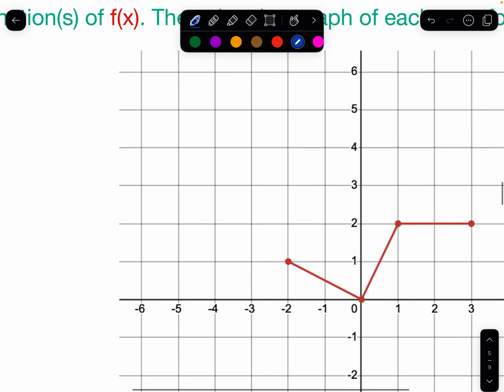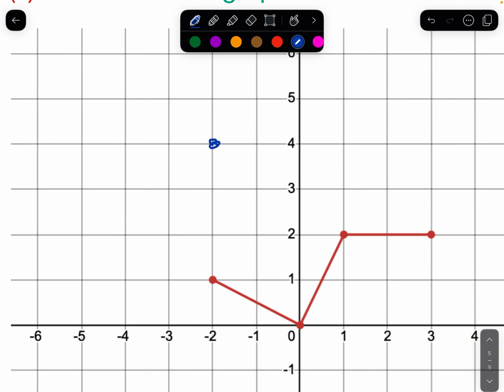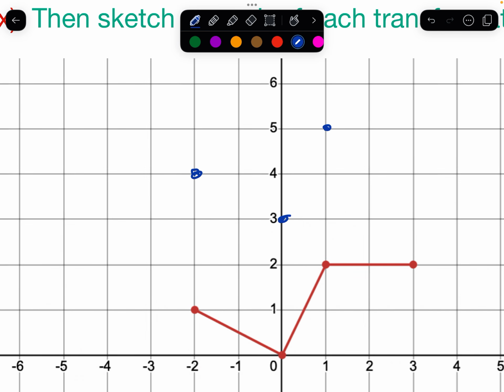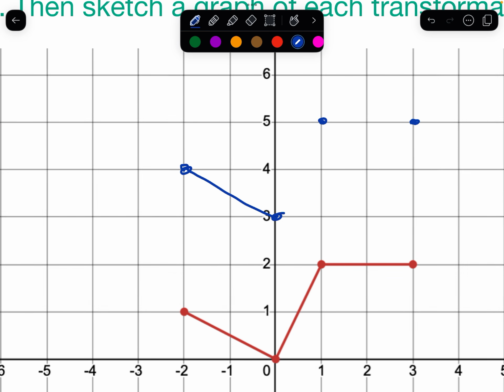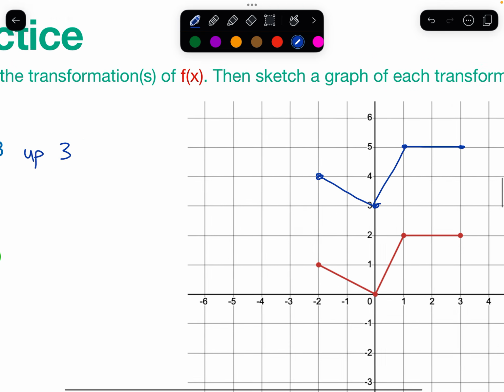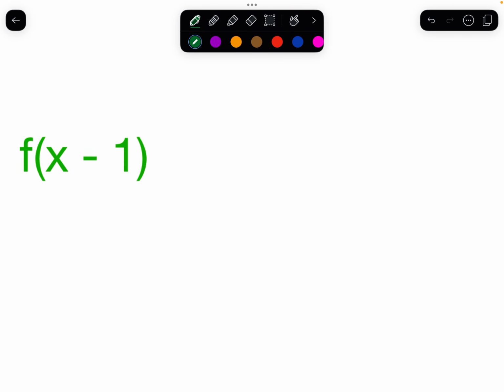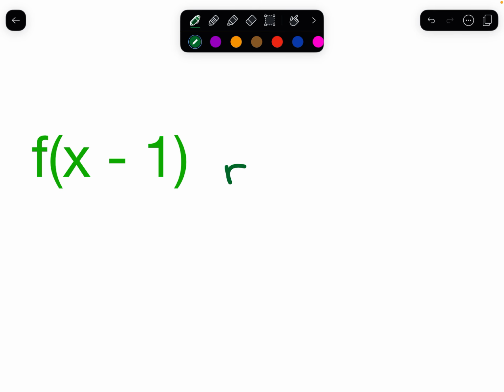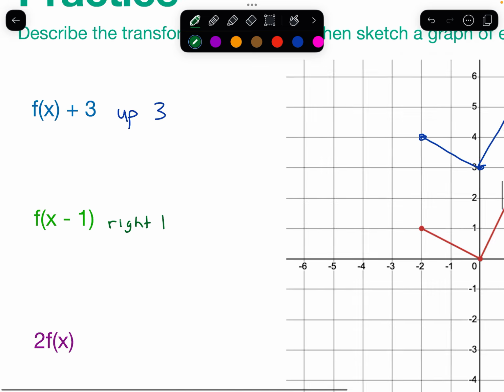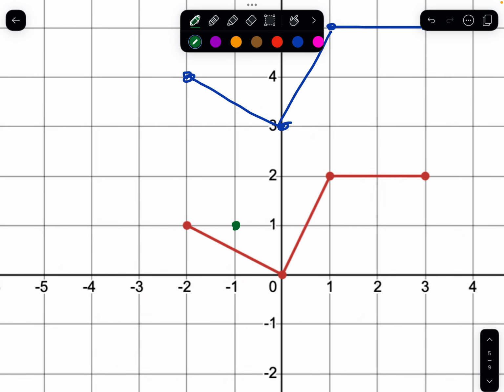So to sketch that, I'll come over here now, and I'll take each of these points and move them up 3 units. Every red point on that original graph gets moved up 3 units. Here is f(x) + 3. In green, f(x - 1). I see that minus 1 taking place inside parentheses. So from our last slide, that will cause a horizontal translation, specifically to the right 1 unit. So we take every point on this red graph, and we shift to the right 1 unit. Here is that sketch.